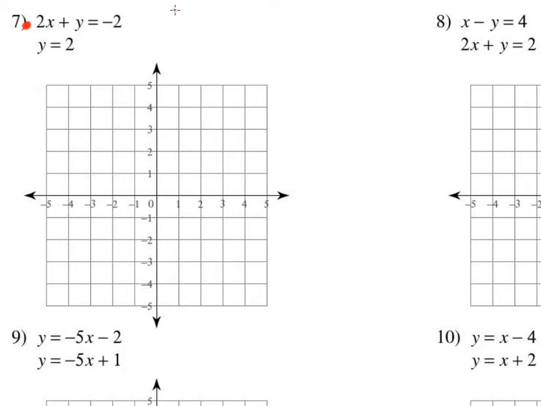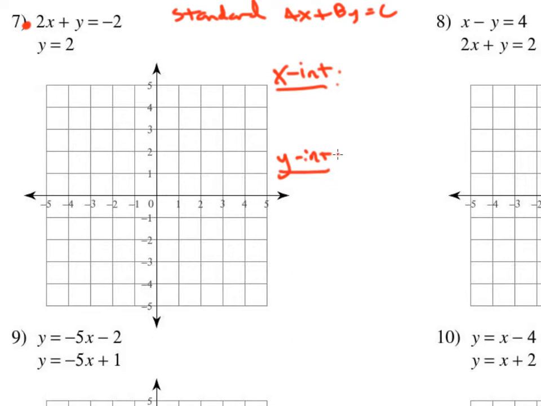X and y are together, which tells us number 7 is in standard form, ax plus by equals c. For standard form, I want you to find our x-intercept and our y-intercept. There are 2 strategies for number 7. You can either plug in 0 for x and 0 for y, or you can do the shortcut, c over a and c over b. Just think about what your a, b, and c are. You can put the numbers in here if you want, or plug in 0 for x and 0 for y.